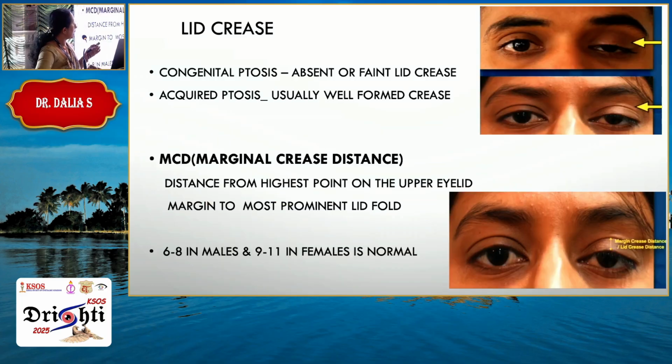One important thing to look at is the lid crease. In congenital ptosis, the lid crease might be absent or very faint, whereas acquired ptosis usually has a well-formed crease. Another important measurement is the marginal crease distance, which is the distance from the highest point on the upper eyelid to the most prominent fold on the upper eyelid, which is called the lid crease. It is 6 to 8 millimeters in males and 9 to 11 in females.